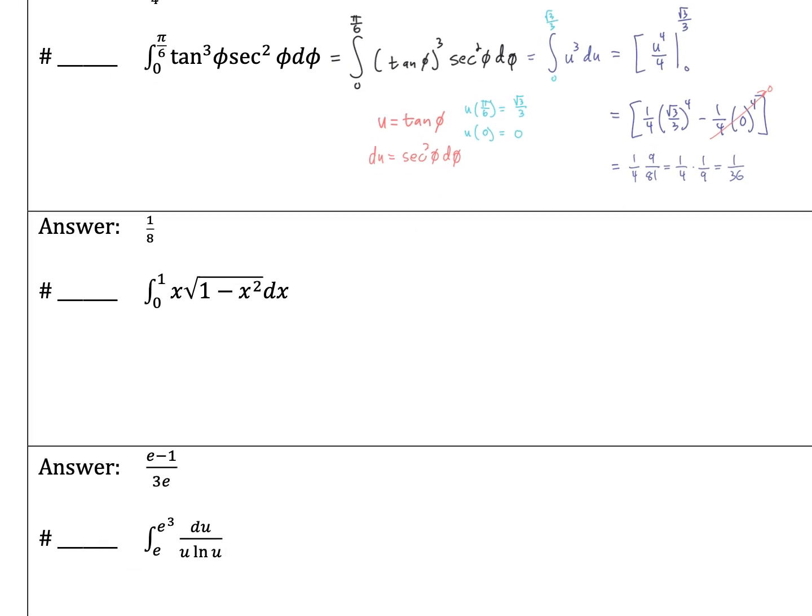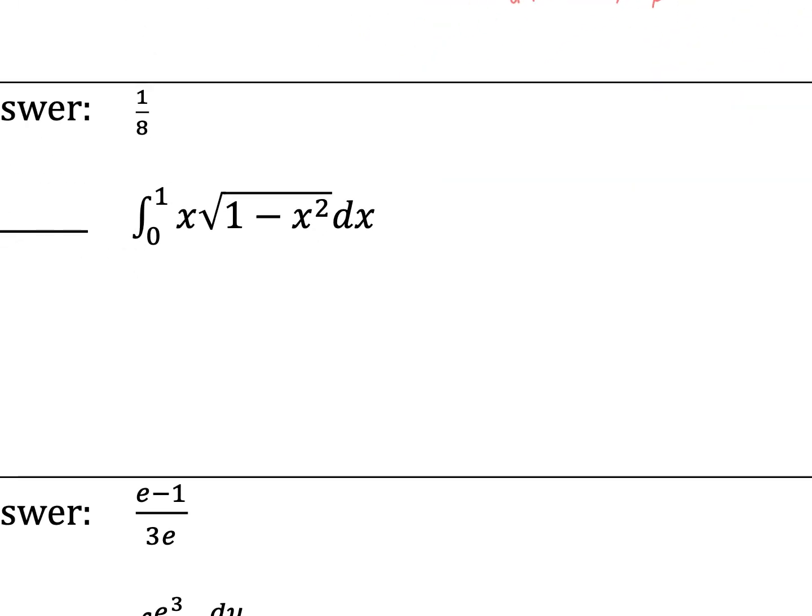Okay, next one, pretty standard. First thing always is to rewrite roots as fractional exponents. So let's do that first. Okay, so pretty standard. We'll make this inside u, and the derivative of this is negative 2x dx, and here we have an x dx, so it's perfect.